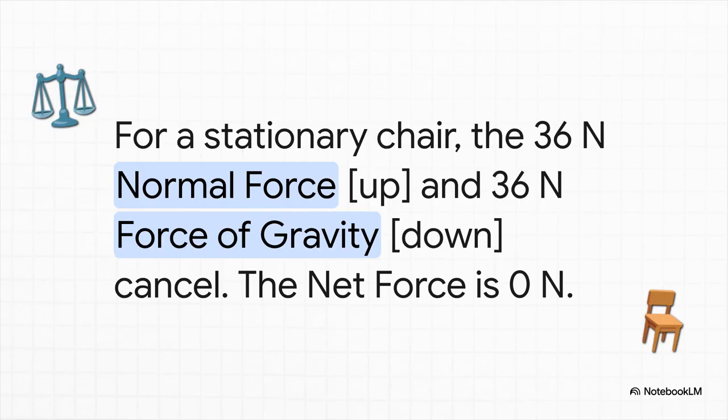Let's say gravity pulls down with 36 newtons of force. The floor pushes back up with a normal force of 36 newtons. So, if we say up is the positive direction and down is negative, we have a positive 36 and a negative 36. Add them together, and what do you get? 0. The net force is 0 newtons. And that is why the chair stays put. The tug of war is a perfect tie.